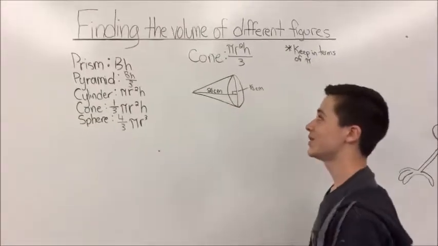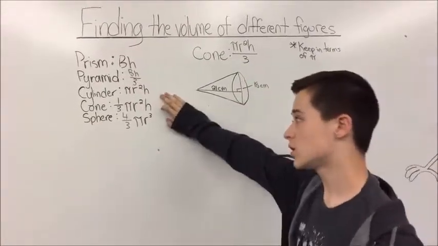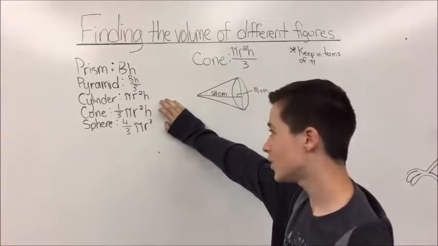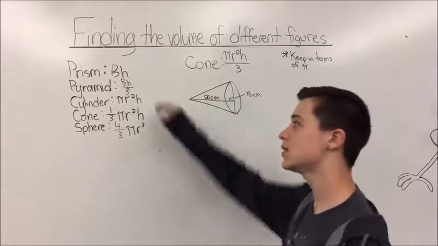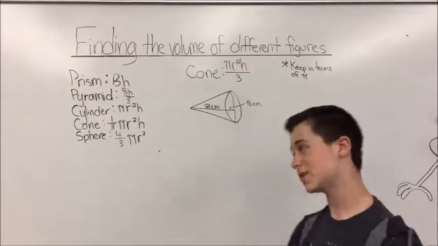The next figure we're working with is a cone. When you look at the equations, the only difference between the cylinder and the cone equation is that you take the cylinder equation and divide by 3 to get the cone equation. And the same concept can be applied to prisms and pyramids.